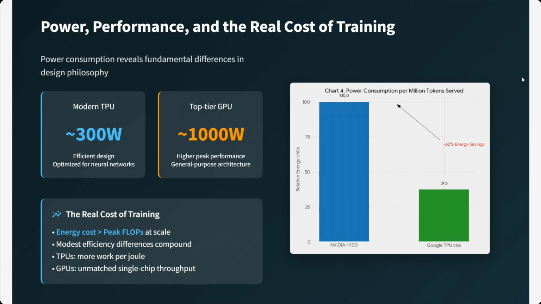While GPUs have unmatched single chip throughput. If you look at here, power consumption per million tokens served, Google TPU is quite less as compared to NVIDIA H100, but NVIDIA H100 is the highest grade GPU. Do you remember that? So here you can see that H100 is consuming a lot more energy.